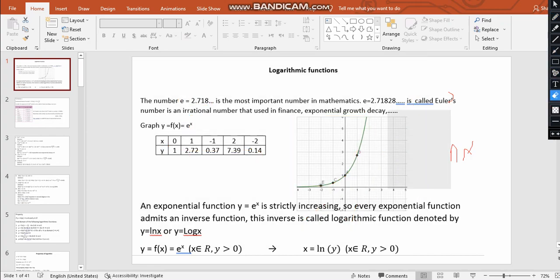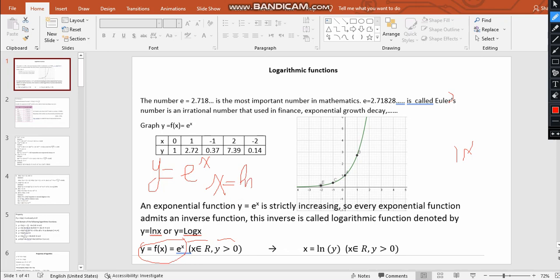Now we have here y equals e power x. As I said, x can be anything, positive or negative or 0, but y is always positive. Now the inverse of the exponential is the logarithm. So how do you find the inverse? To find the inverse, we start with the power of e, which is x here. The inverse of e is ln.